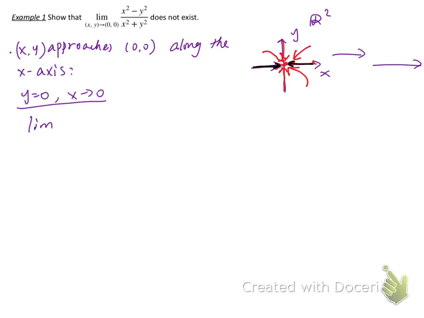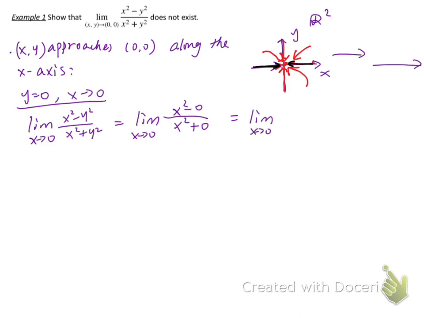So when y equals 0 and x approaches 0, this (x squared minus y squared) over (x squared plus y squared) becomes (x squared minus 0) over (x squared plus 0). So that would be x squared over x squared. As x approaches 0, x is not 0, so x squared is not 0, and x squared over x squared gives you 1 anyway. So you are having 1.